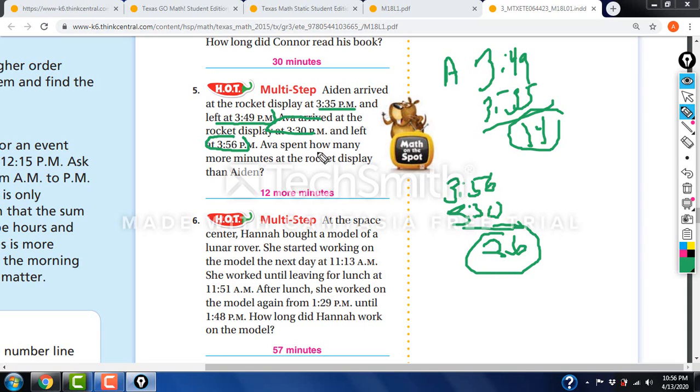So what's the question? Ava spent how many more minutes? So how do we figure that one out? Well, we subtract Ava's elapsed time minus Aiden's elapsed time, and that gives us 12 minutes. That's how we got the 12 minutes.